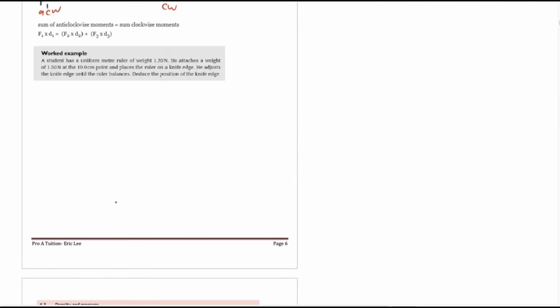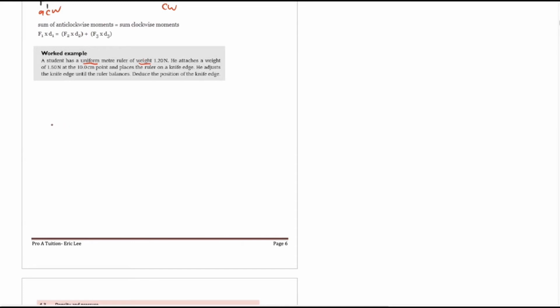A student has a uniform meter ruler. A meter ruler means the length is 1 meter, or 100 cm, of weight 1.20 Newton. So when they say uniform, that means the weight will act at the middle of the ruler.